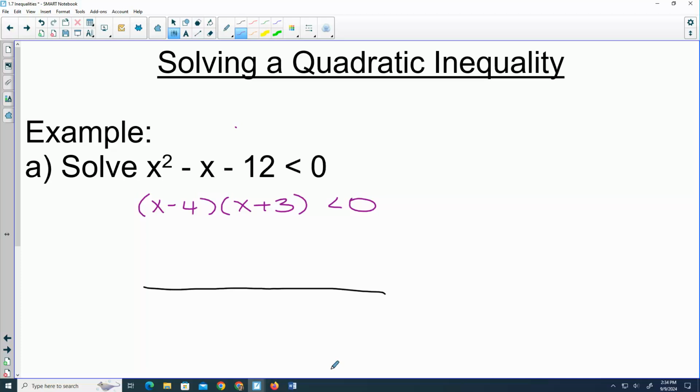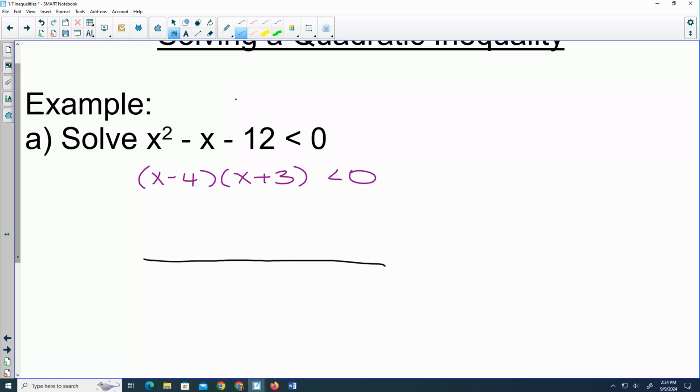Okay, so we are going to ask ourselves what makes these things equal 0. So we already said this is 4 and this is negative 3, right? These are going to be two numbers on our number line. Now, we're going to put them on like a true number line. So smaller one on the left, bigger one on the right. So we're putting them in order.